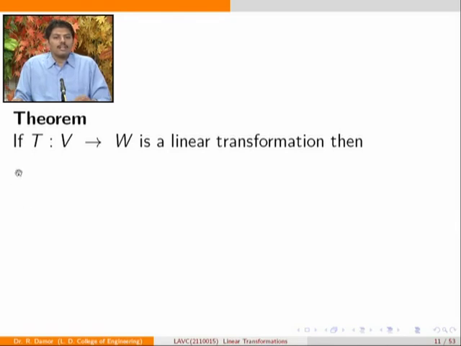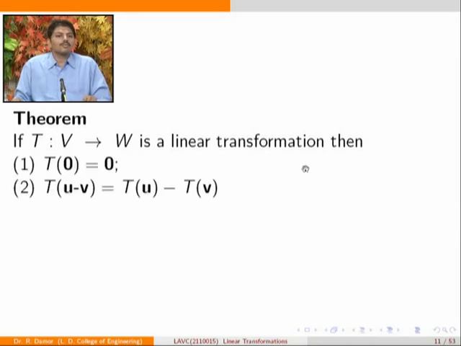But now the linear transformation has some properties. If T from V to W is a linear transformation, then it satisfies some properties. What is the first property? The transformation of the zero vector is again the zero vector. And the second: the transformation of the difference of two vectors u minus v is written as transformation of u minus transformation of v. So if you know that your transformation is linear, then it satisfies these two properties. Now how do we prove this? T of 0 equal to 0.